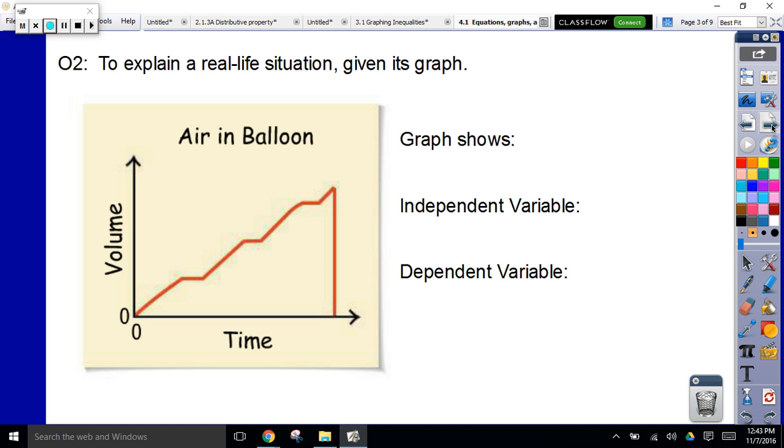So we have a graph that shows air in a balloon. Along the x-axis, we have time. The x-axis is always what's called our independent variable. That's the thing that we have control over, or that just happens. Like time just goes on. We can't influence time. So independent is time. The independent variable is always on the x-axis. The dependent variable is the y-axis, which is volume.